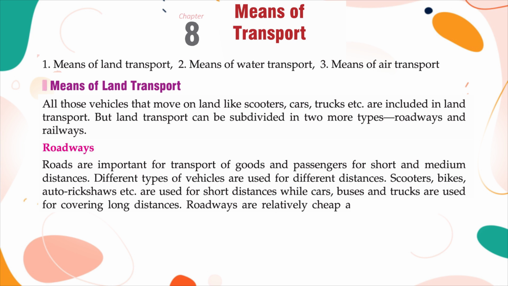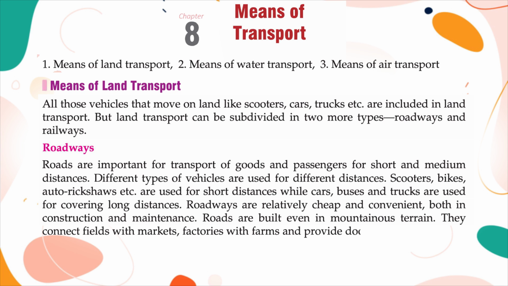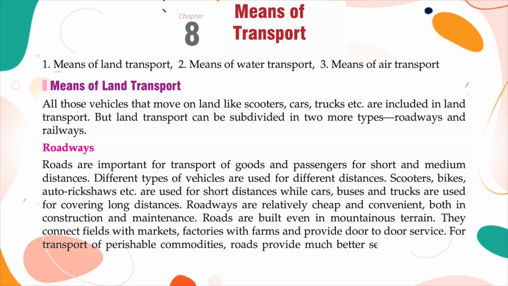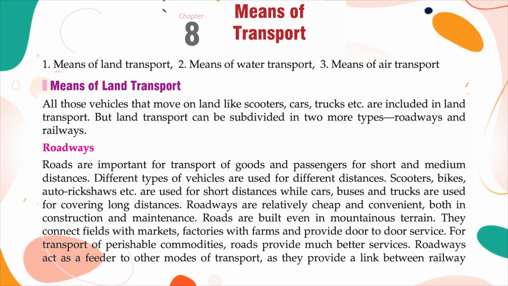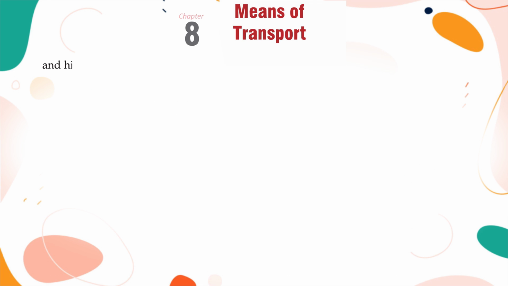Roadways are relatively cheap and convenient, both in construction and maintenance. Roads are built even in mountainous terrain. They connect fields with markets, factories with farms, and provide door-to-door service for transport of perishable commodities. Roads provide much better services. Roadways act as a feeder to other modes of transport as they provide a link between railway stations, air and seaports. All states of a country are connected to each other by roads and highways.